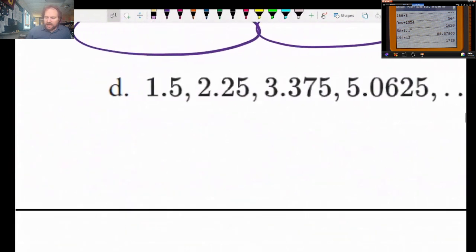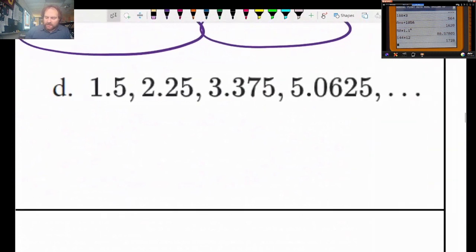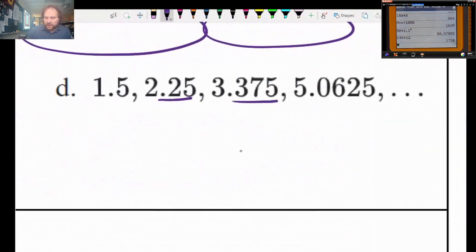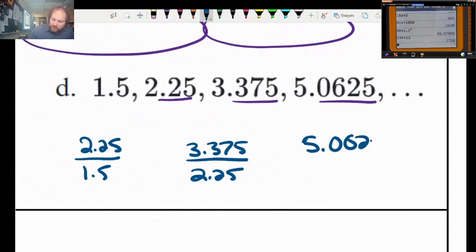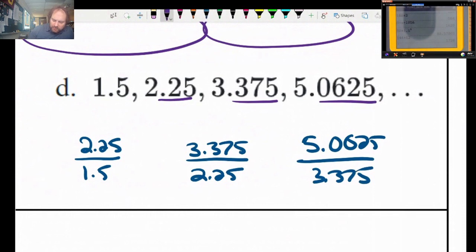Question D, again, it's not going to be adding because the decimals are getting bigger. That's usually a dead giveaway that it's not going to be a linear sequence. The decimals themselves are increasing. But here's a handy trick. Take any of the numbers, like 2.25, and divide it by the previous number. You can do the same with 3.375 divided by 2.25, or 5.0625 divided by 3.375. If you do these division problems, I think you'll see exactly what I want you to see. So if you're stuck on this problem, try dividing those three numbers.